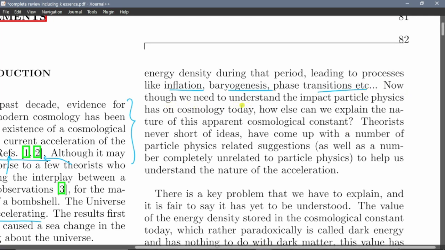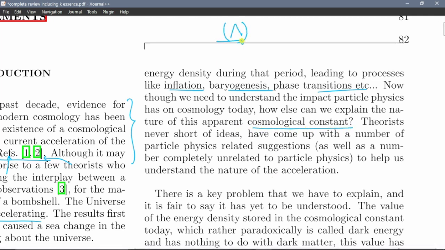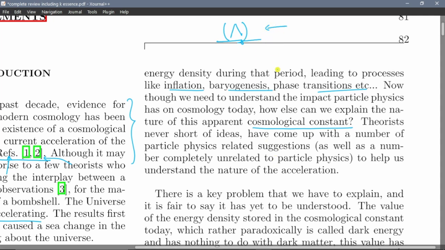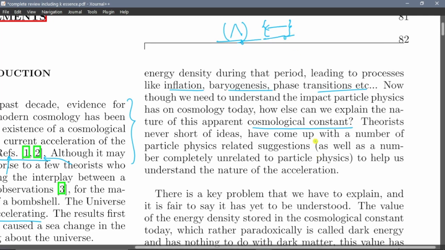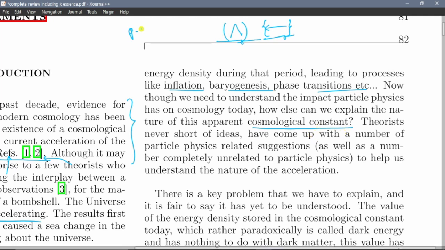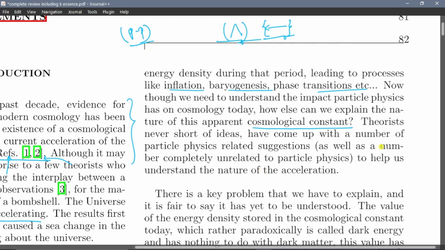Now, though we need to understand the impact particle physics has on cosmology today, how else can we explain the nature of this apparent cosmological constant? In the first lecture, I told you about the cosmological constant lambda, which Einstein introduced, and which is now causing the universe to expand at an accelerating rate. Now we want to understand what this cosmological constant is, and the way to understand it is from the particle physics point of view and the cosmological point of view. Theorists have come up with a number of particle physics related suggestions, as well as a number completely unrelated to particle physics, to help us understand the nature of the acceleration.